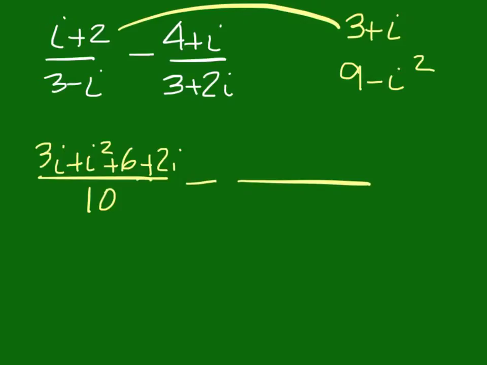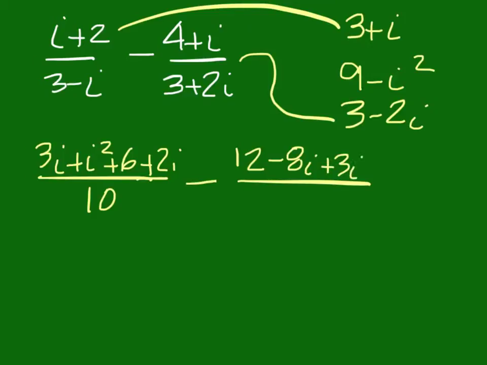What would I multiply this one by top and bottom if I wanted to simplify first? 3 minus 2i. So if I do that on the top, I end up with a 12 minus 8i plus 3i minus 2i squared. On the bottom, it's a difference of 2 squares. I'm running out of room for scratch work, so we'll go here. That would be 9 minus 4i squared. That's really a 9 plus 4, which is 13.